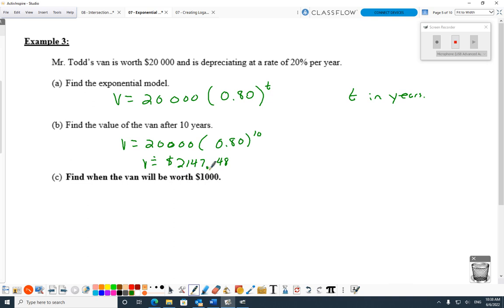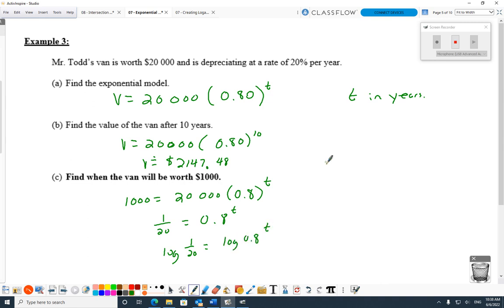There's grade 11: make the exponential model, plug in the time. Here's what you can do this year. You can find out when the van will be worth $1,000 by plugging in the 1,000 on the other side. The unknown's up in the exponent, so isolate the exponential part so that you can take logs of both sides, allowing you to bring that exponent down.